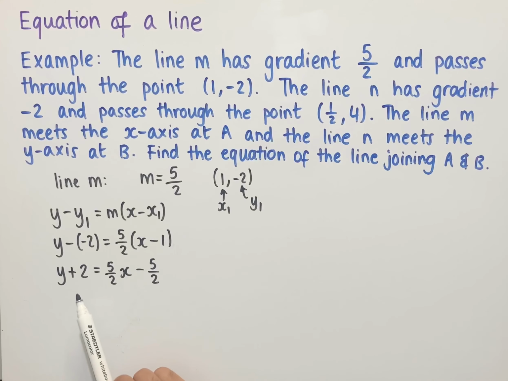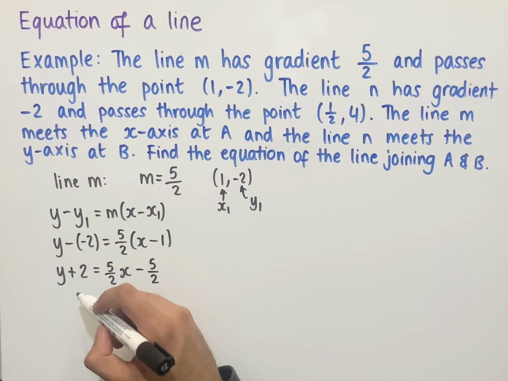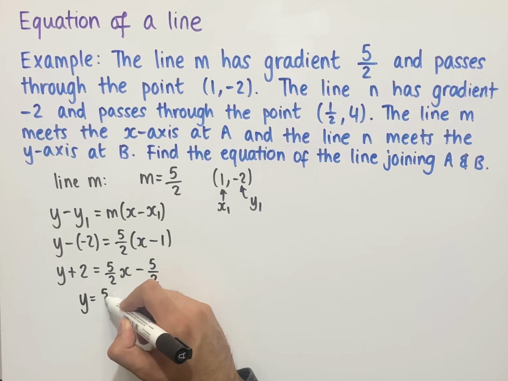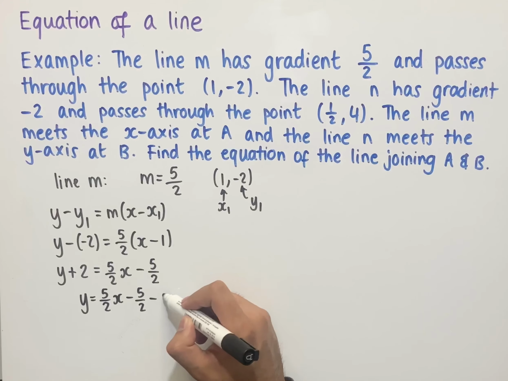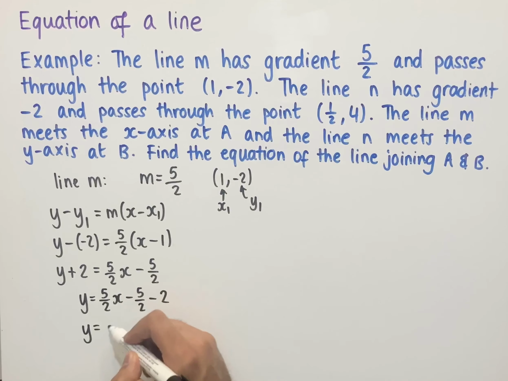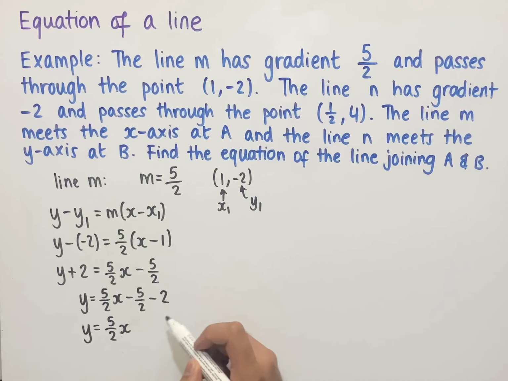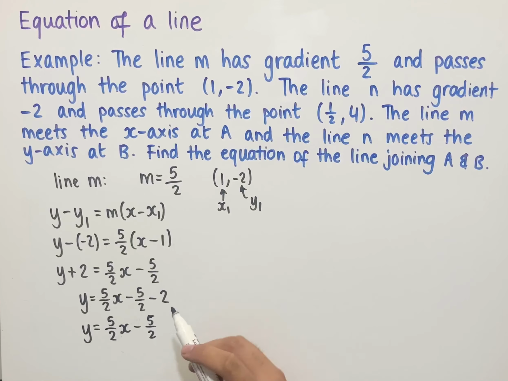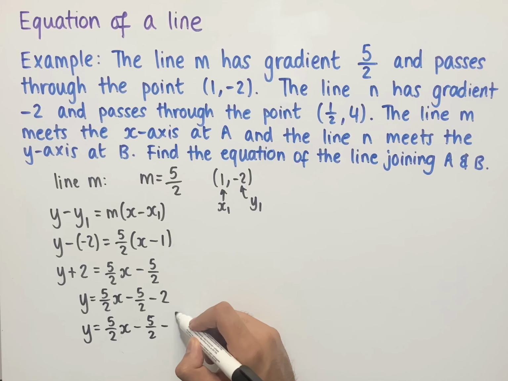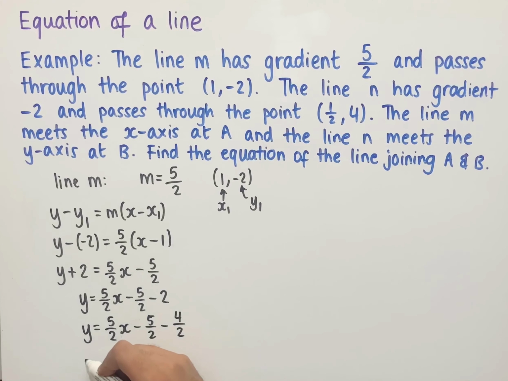And so finally, we can write this in the form y equals mx plus c by taking away 2 from both sides. And so if we do that, we end up with y equals 5 over 2 x minus 5 over 2, and then we're also taking away 2. If we now simplify this, we get y equals 5 over 2 x, and so we have minus 5 over 2 minus, so if we write 2 as a fraction where the denominator equals 2, we have minus 4 over 2, and so this simplifies to y equals 5 over 2 x minus 9 over 2. And this is the equation of the line M.